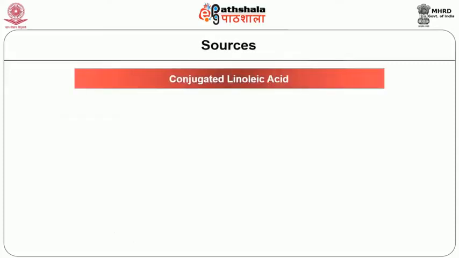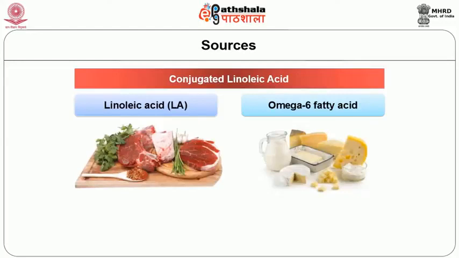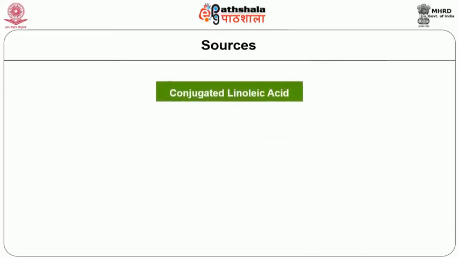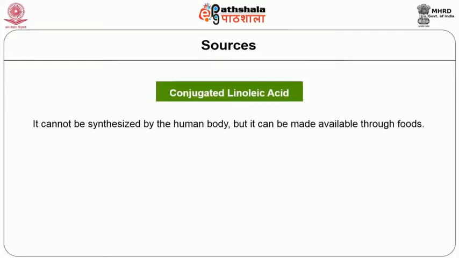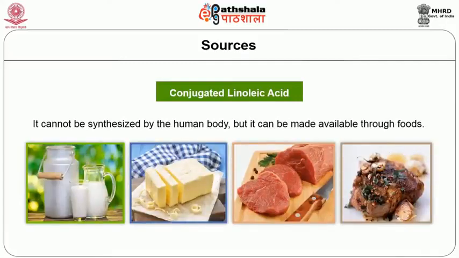So what are the sources of conjugated linoleic acid? Conjugated linoleic acid is an altered form of linoleic acid, an omega 6 fatty acid important to human health. Omega 6 fatty acids are derived from meat and dairy products. Therefore, conjugated linoleic acid is found in meat and dairy products. It cannot be synthesized by the human body, but it can be made available through foods such as whole milk, butter, beef and lamb. Some milk products like kova, paneer and cheese also have conjugated linoleic acid.